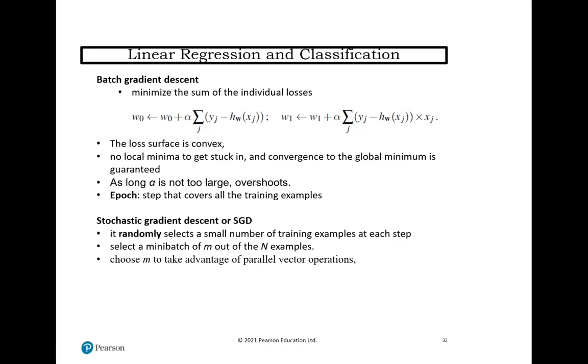So we replace batch gradient descent with what's called stochastic gradient descent. In that case, we just randomly select a small number of training examples at each step and evaluate h of w at those examples. That's called the mini batch of size M out of the total number of training examples, big N. And this allows us to take advantage of parallel vector operations, and run multiple mini batches simultaneously on different threads to do this training operation faster.